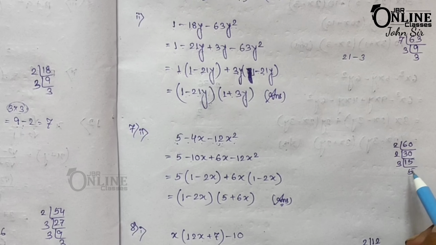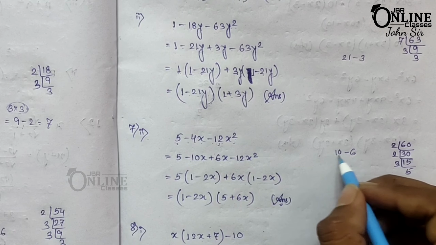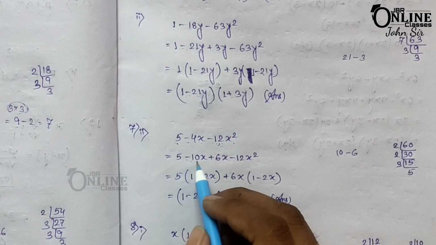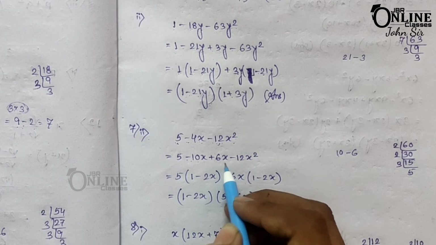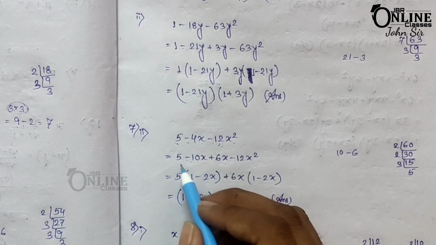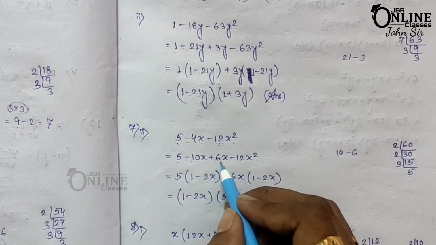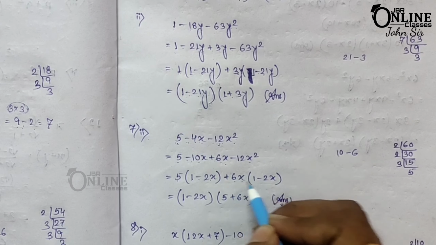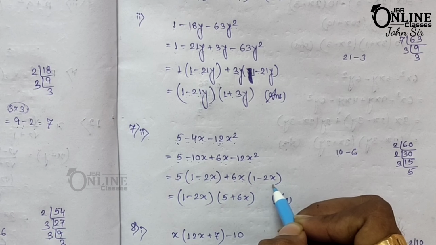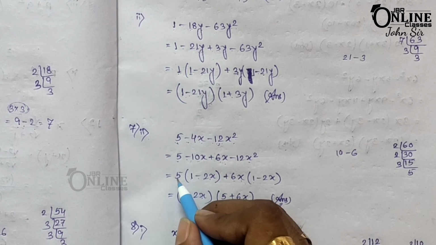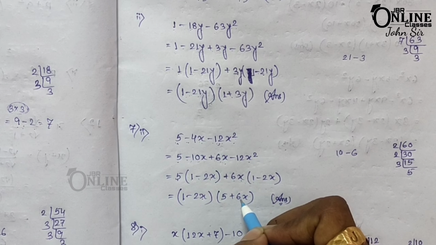Here 5 into 2, 10, then 10 minus 3 into 2, it's 6. So 10 minus 6, it becomes 4. So instead of minus 4x, write down minus 10x plus 6x. It also becomes minus 4x. So from the first two terms, the common term is 5, then 1 minus 2x. From the second two terms, the common term is 6x. So it becomes also 1 minus 2x. So the answer will be 1 minus 2x, and then the remaining terms 5 and 6x. So 5 plus 6x.